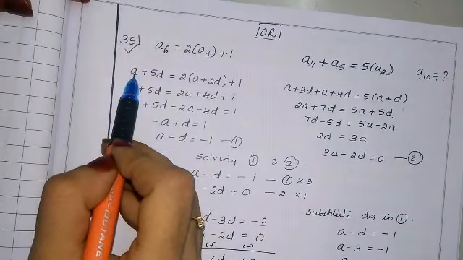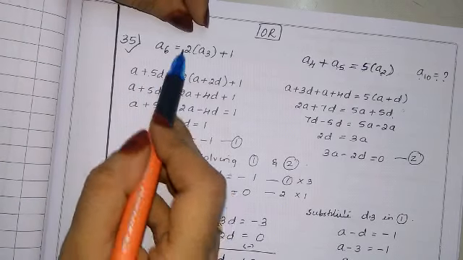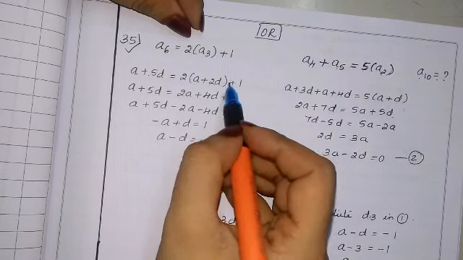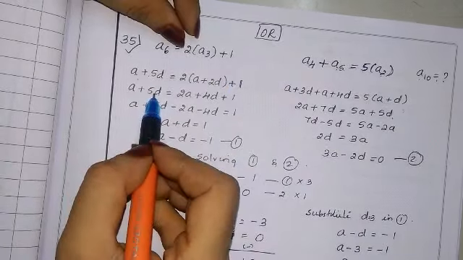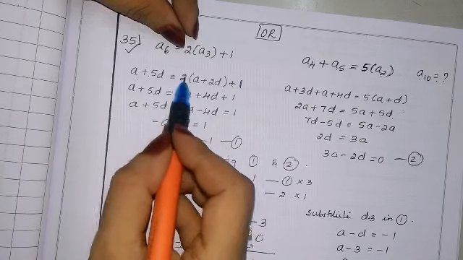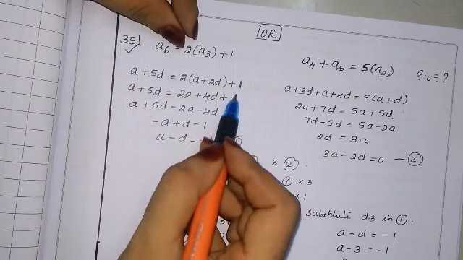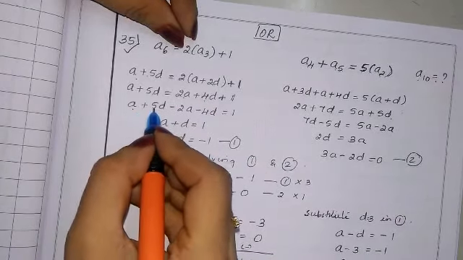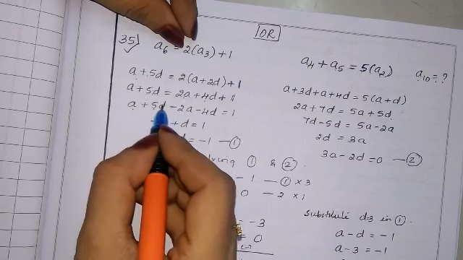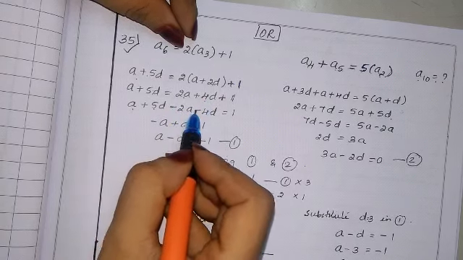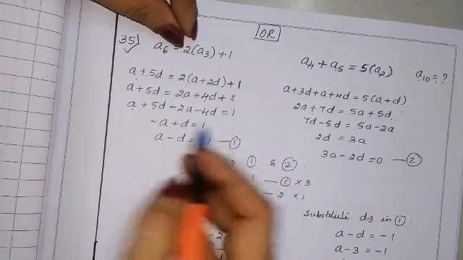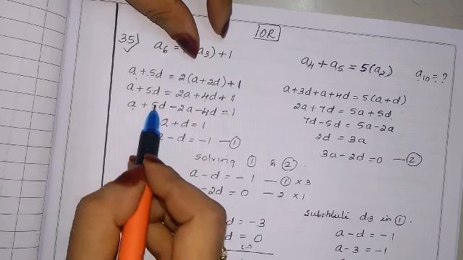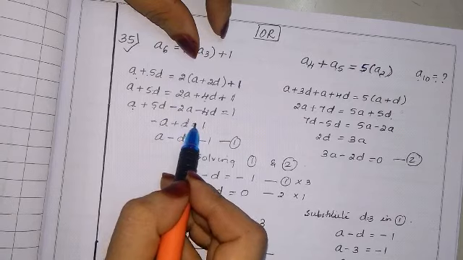A6 is nothing but A plus 5D is equal to 2 times the third term, A plus 2D, plus 1 as it is. A plus 5D as it is, 2 into A, 2A, 2 twos are 4D, plus 1 as it is. Okay, let us bring all terms to one side. A plus 5D as it is, minus 2A because we brought this side, minus 4D came this side, is equal to 1. Okay, A minus 2A is minus A, 5 minus 4 is D, is equal to 1.